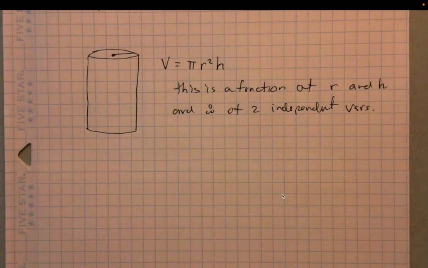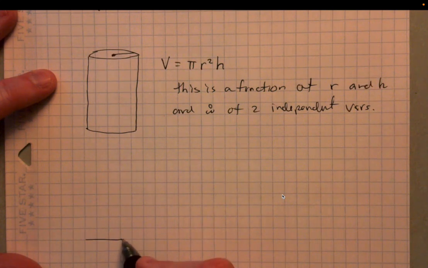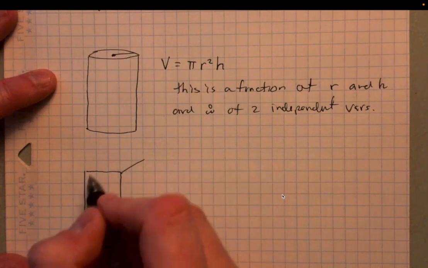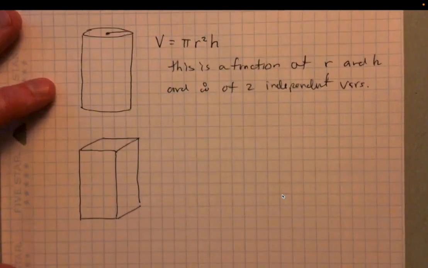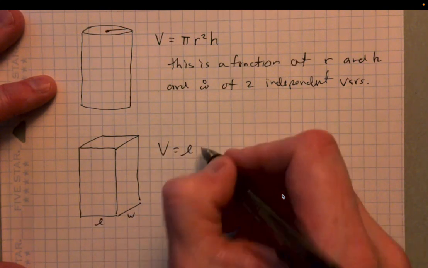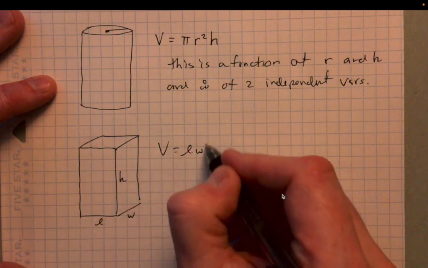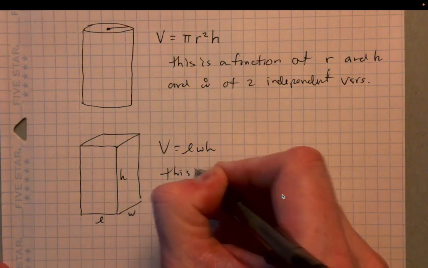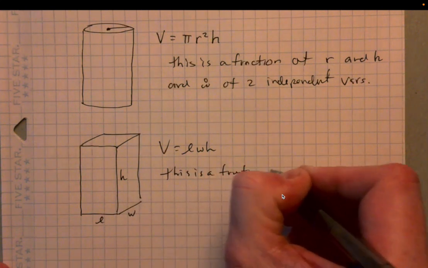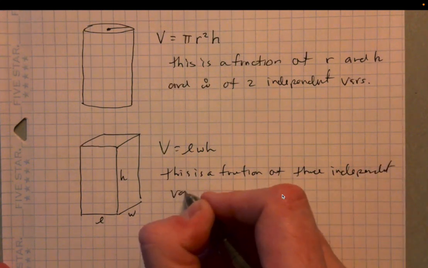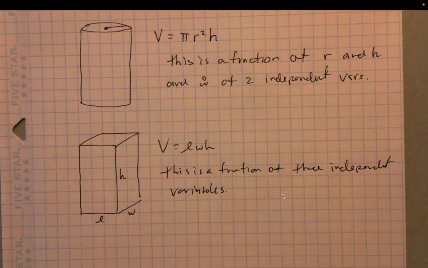This is a simple example, one that we've seen. Another one would be the volume of a rectangular solid. If you take some kind of rectangular solid, maybe something that looks like this, the volume there is equal to the length times the width times the height. So this is a function of three independent variables.